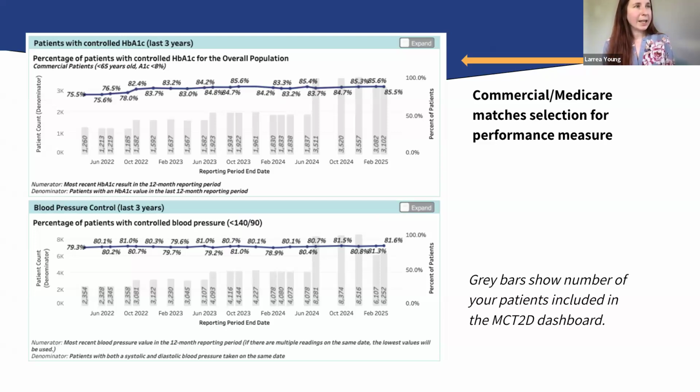One other thing I'd like to highlight here is that we added these vertical gray bars, which show your patient count in the dashboard for that time period. We felt like this was really important because for some POs, especially going back 3 years, the patient count in the dashboard was really, really small. And so we wanted to be really transparent about how that might impact the percentage that you're seeing in terms of performance.